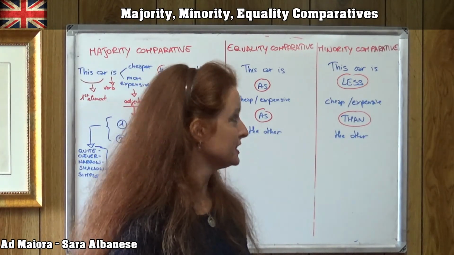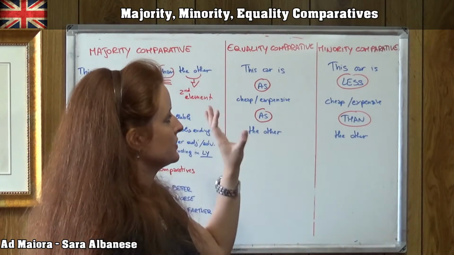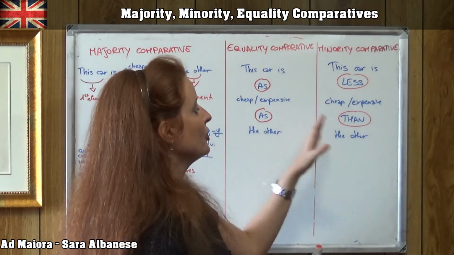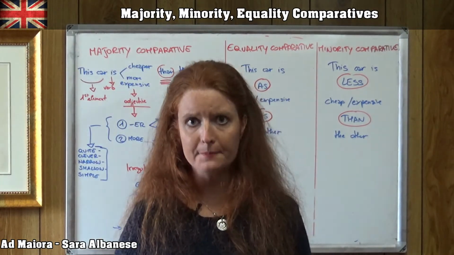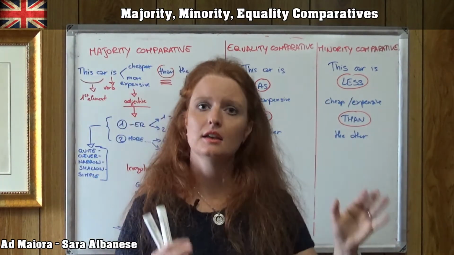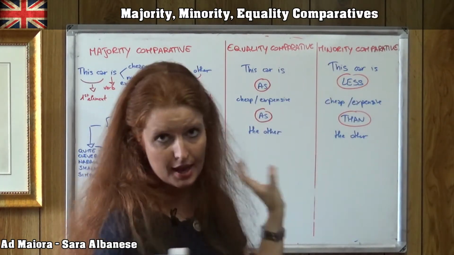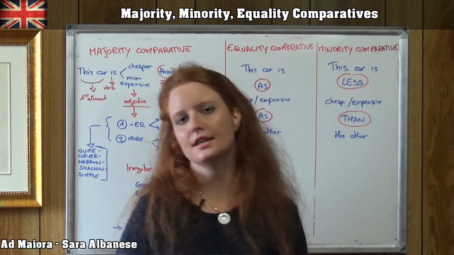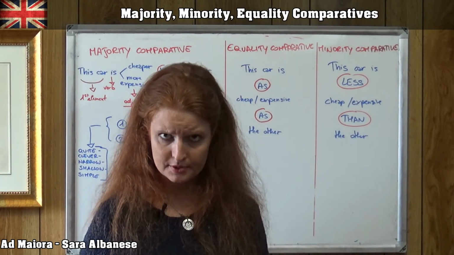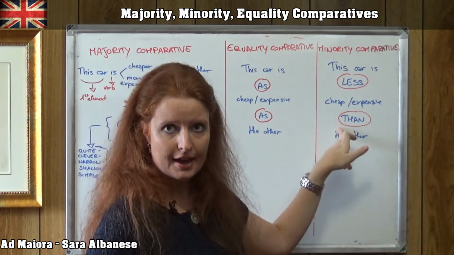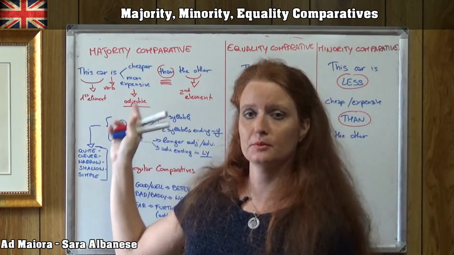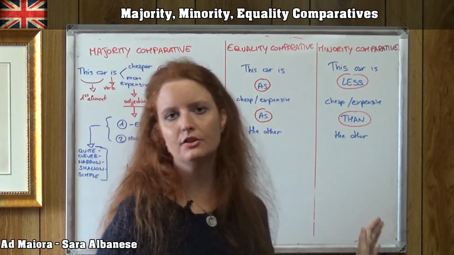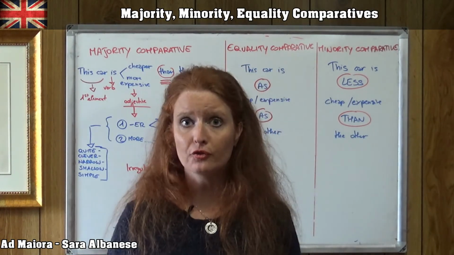Then the minority comparative is also very easy. This car is less cheap or expensive or whatever you want than the other one. So less is always the same, then I can put my adjective or adverb, short, long, or whatever, no problems. And then I have than, the same than as in the majority comparative. So remember, less than, then I get the second element. Fine, this is all for the moment.